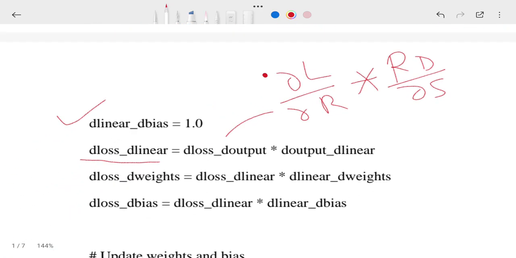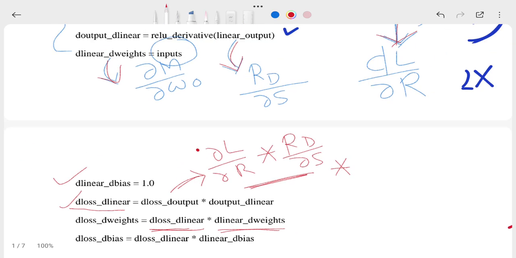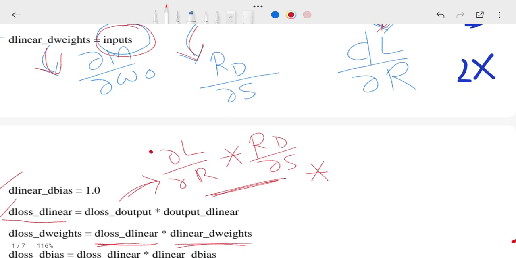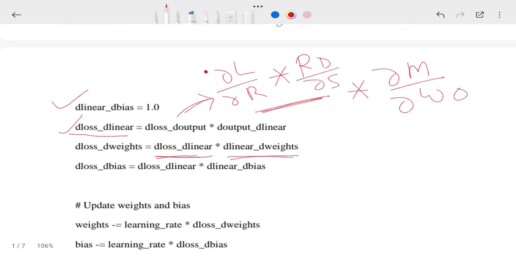Okay. Now next, d loss upon d weight. D loss upon d weight is equal to d loss upon d linear, means this value, into d linear upon d weight. So what is d linear upon d weight? That is the meaning of this input. Okay, what is this? This is d mul upon dw0. And so overall I got, that is the chain rule.